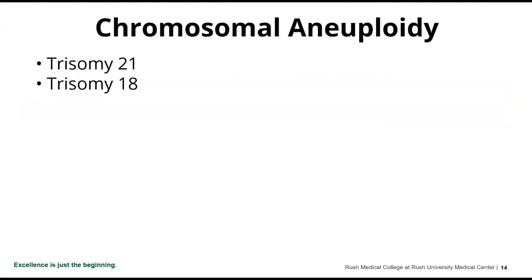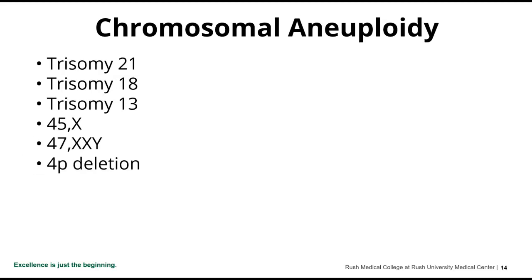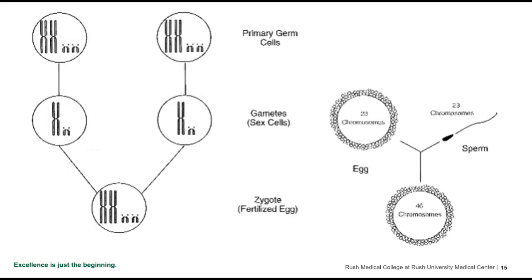So chromosomal aneuploidies you need to know include trisomy 21, trisomy 18, trisomy 13, 45X, 47XXY, 4P deletion, and 5P deletion. We are going to be talking about the specific clinical phenotype of these in a future lecture, but these are the ones you need to know.